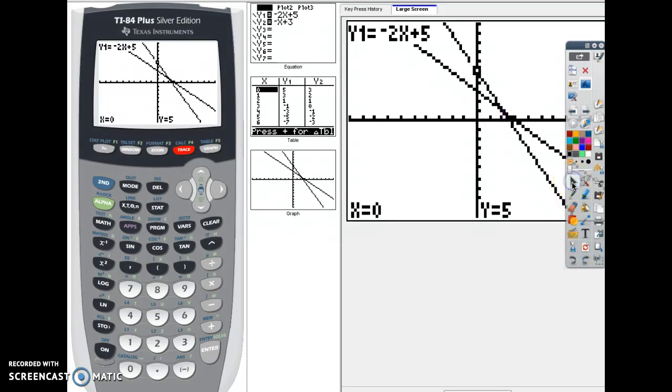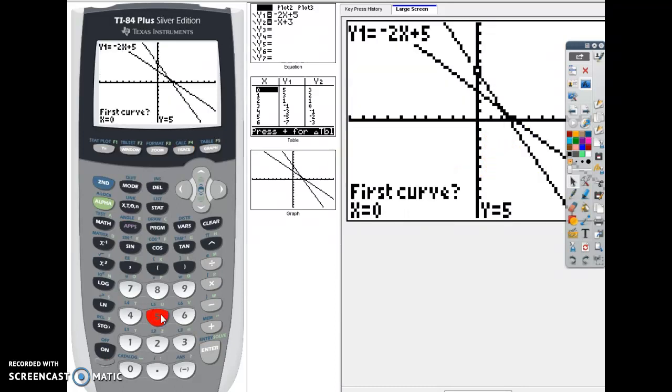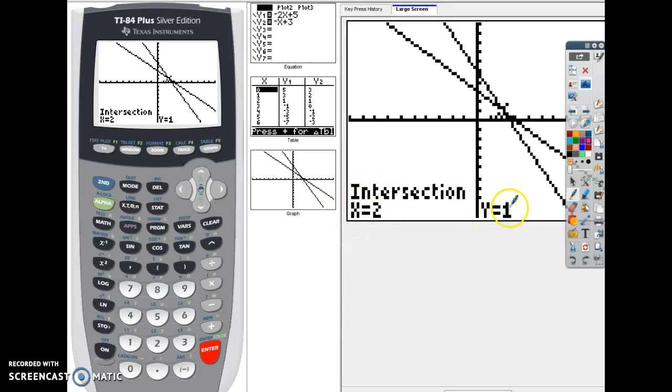So we're going to do second trace. And I want 5, the number 5, because the number 5 is the intersect. You don't have to scroll down, just press the number 5. And then it's going to ask first curve, second curve, guess. So you're going to press enter, enter, enter. Okay, and it gives you where they intersect. And it intersects at 2, 1. The x is 2, the y is 1.